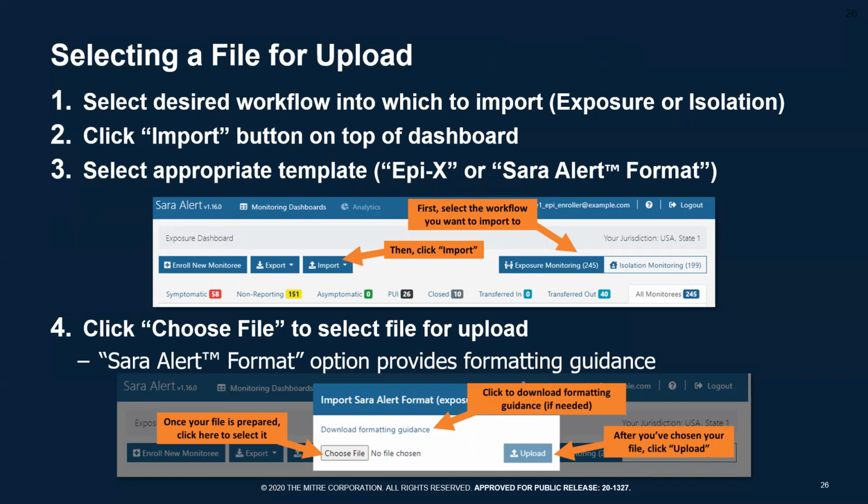Next, click the Import button, and from the dropdown that appears, select the appropriate template. If you select the Sara Alert format, as you can see from the screenshot, there is a link to download the most up-to-date formatting guidance, so it is highly recommended you do so before setting up your import file. Once the import file is ready to go, click the Choose File button and select your import file. Finally, select the Upload button to start the import process.